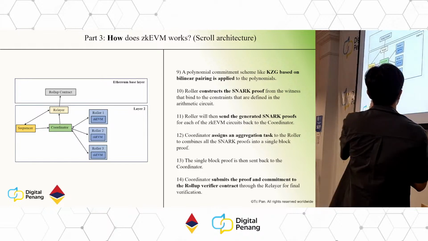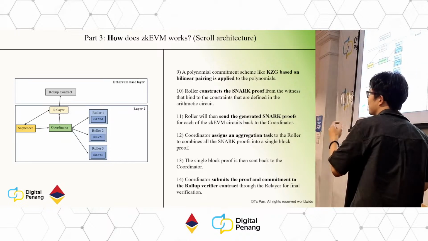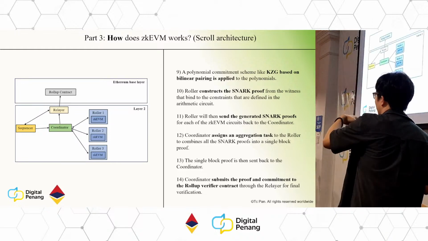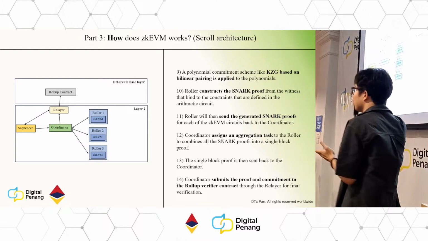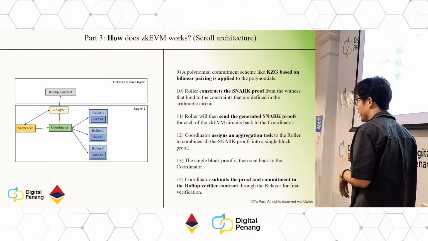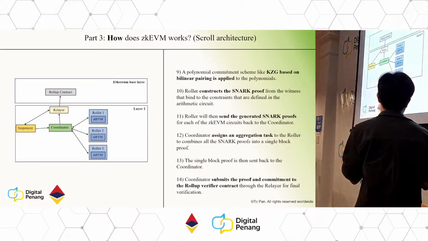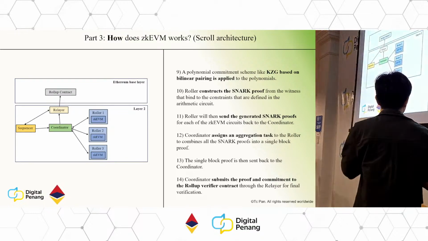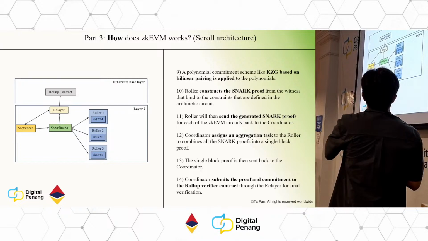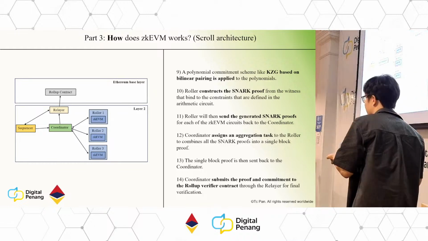The roller will send the generated snark proof, and the coordinator assigns an aggregation task to combine all the proofs, because there might be multiple transactions and multiple steps for computations, and we need to verify one of them. But in the final phase, we'll still need to compress it into a final proof so that the verifier is able to verify it more effectively. The single block proof is then sent back to the coordinator, and the coordinator finally submits the proof and commitment to the verifier contract through the relayer for final verification. So this is how the GK EVM works from step 0 to the last step, the verification step.